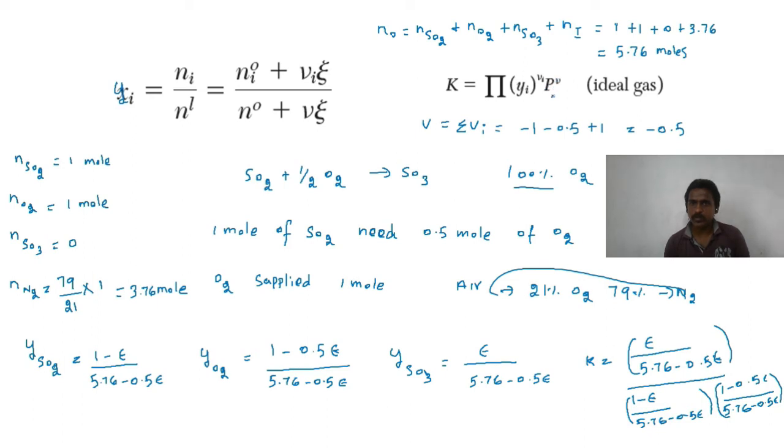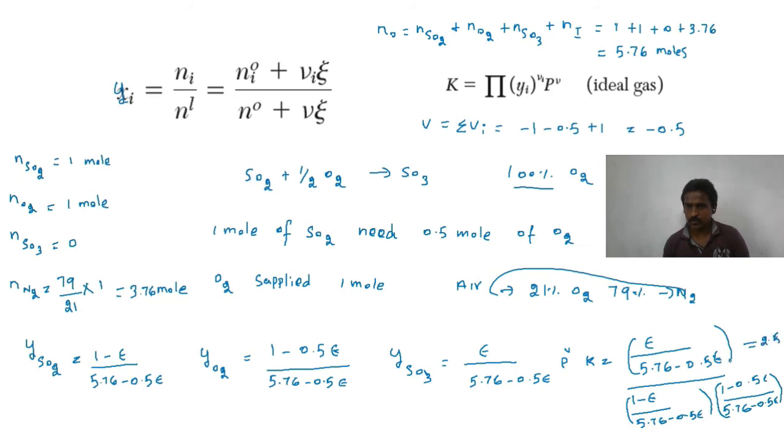P is given in the problem as 1 bar. Let me cross multiply here. P to the power minus v, and we know P is 1 bar. 1 to the power anything is going to be 1. K, which we have just determined, is 2.5. So this term is equal to 2.5.